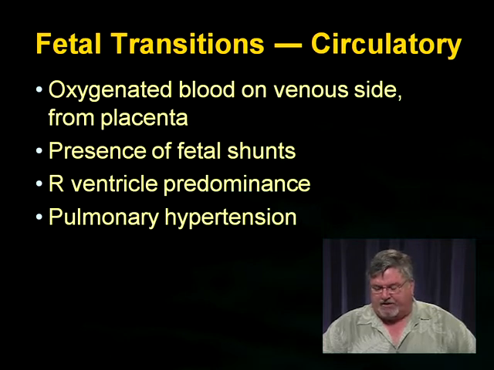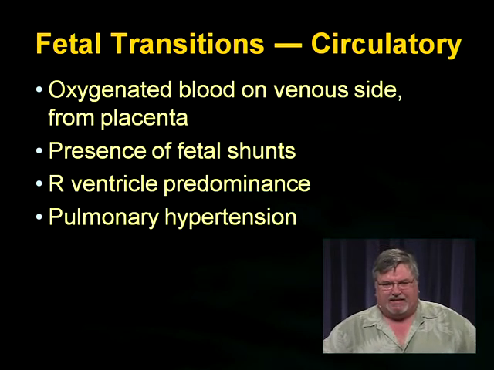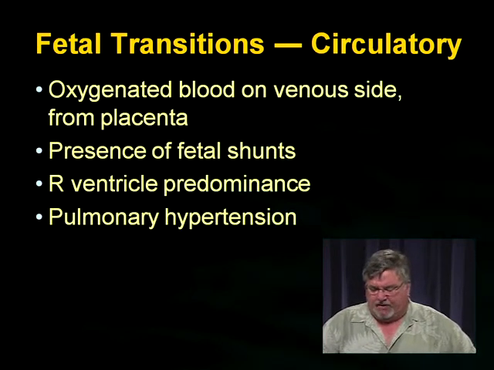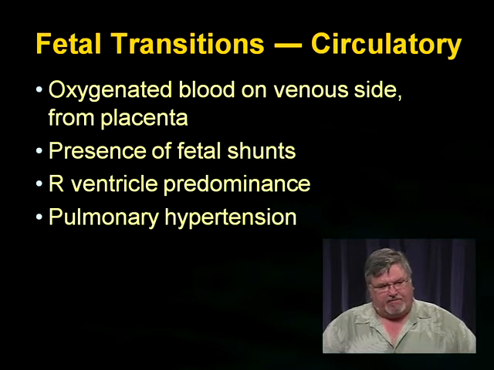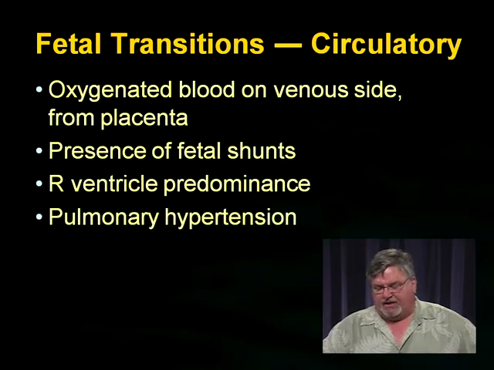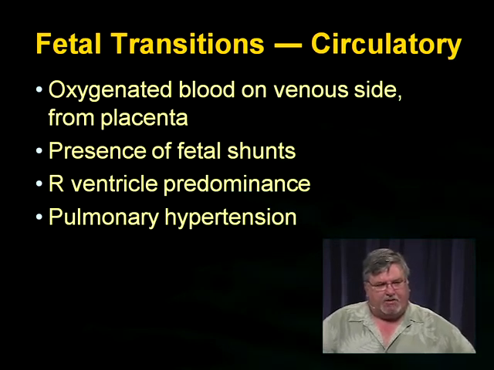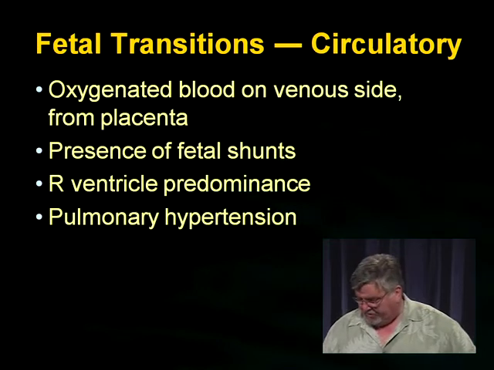Circulatory transitions are characterized by the presence of fetal shunts. So there's ways to get that oxygenated blood from the right side of the heart to the left side of the heart. The fetus is a right ventricularly predominant organism, unlike most of us who are left ventricularly predominant. So the pressures are actually higher on the right side of the heart than they are on the left side of the heart. And pulmonary hypertension is normal in a fetus. The fetus is attempting to shunt blood away from this relatively disused organ, the lungs. But by the time you're a newborn, that organ becomes relatively important.